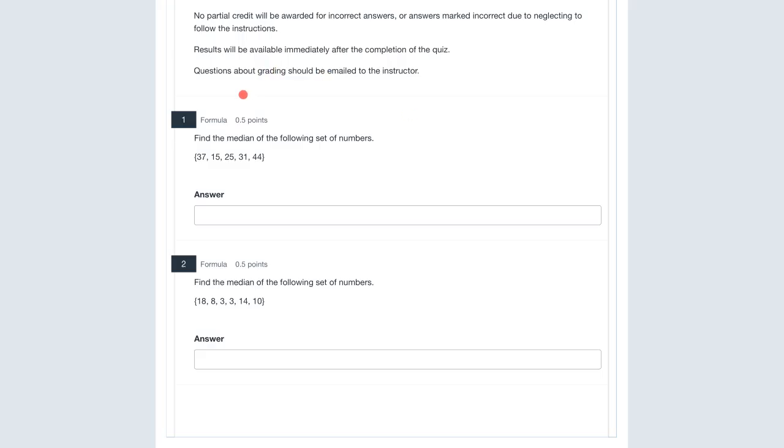Let's find the median of a set of numbers here. When we find the median of a set of numbers, we first have to put them in order. It doesn't matter if you go from lowest to highest or highest to lowest, the middle is still the middle. So in this case here, our lowest number is 15. Then we have a 25, a 31, a 37, and a 44. And we can see right here, the middle is 31, so the median is 31.